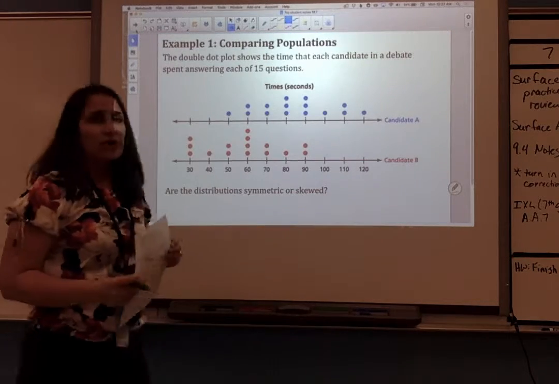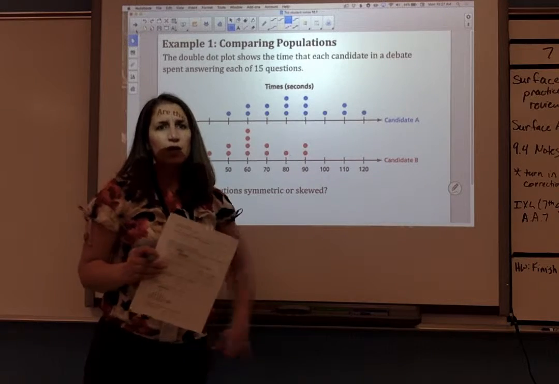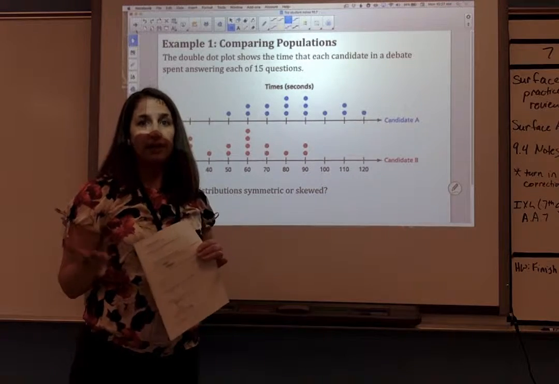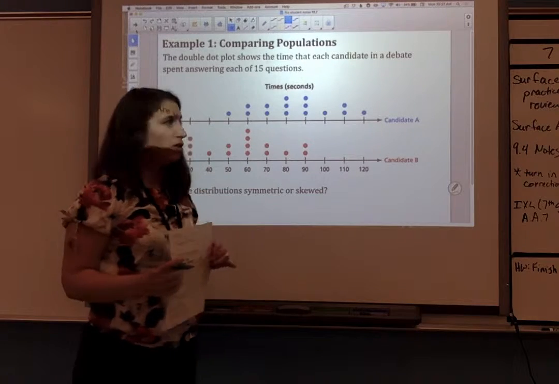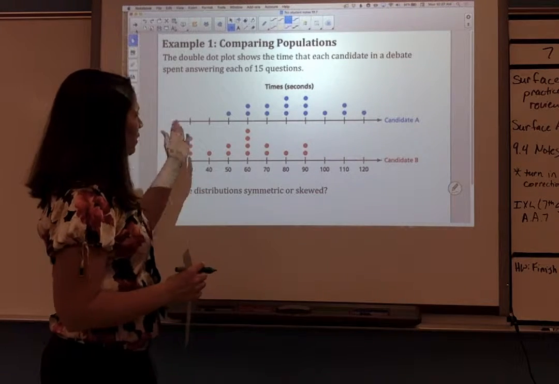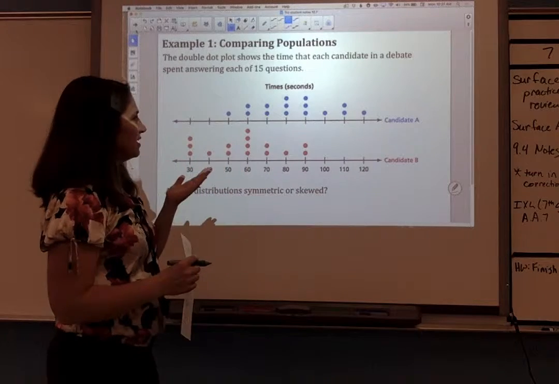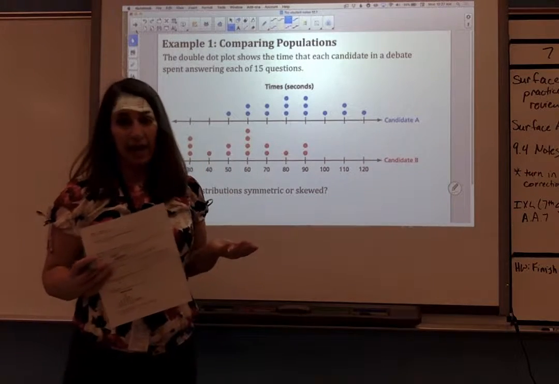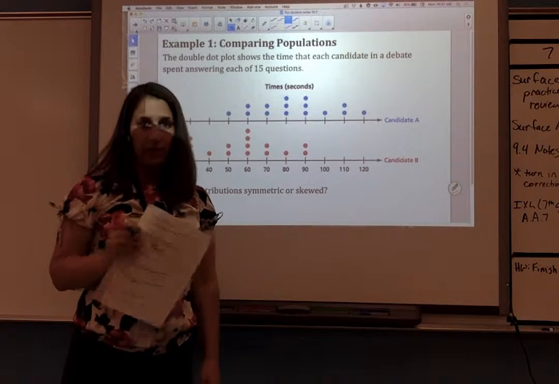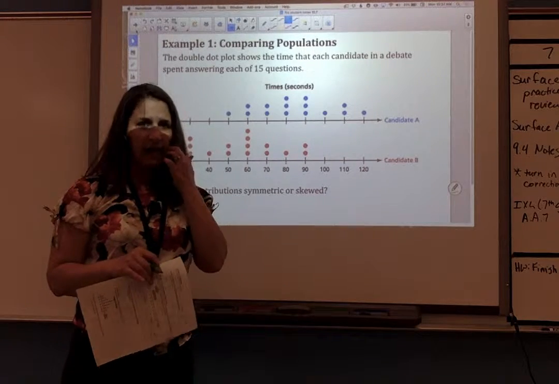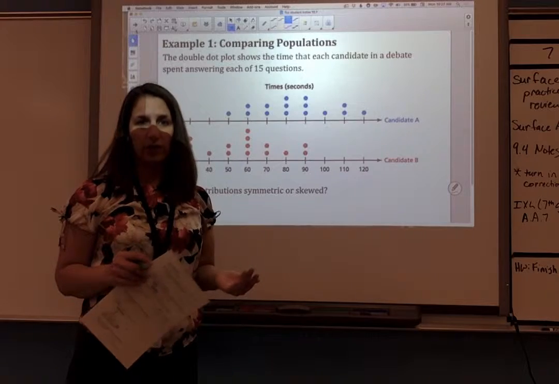All right, so let's look at some populations here. Here we have a double dot plot showing the time that each candidate in a debate spent answering each of 15 questions. So we can compare the data to see, it looks like candidate A generally spent more time on the questions than candidate B, but that's not what we're being asked. We're being asked if each distribution is symmetric or skewed.